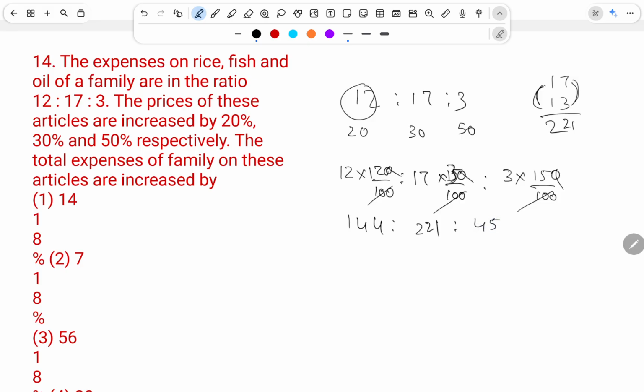The total expense of the family on these articles is increased by what? Now before it is how much? 32. Now it is... All this won't go by any number, so add up all this. 144 plus 221, 365. 365 plus 45, 410.